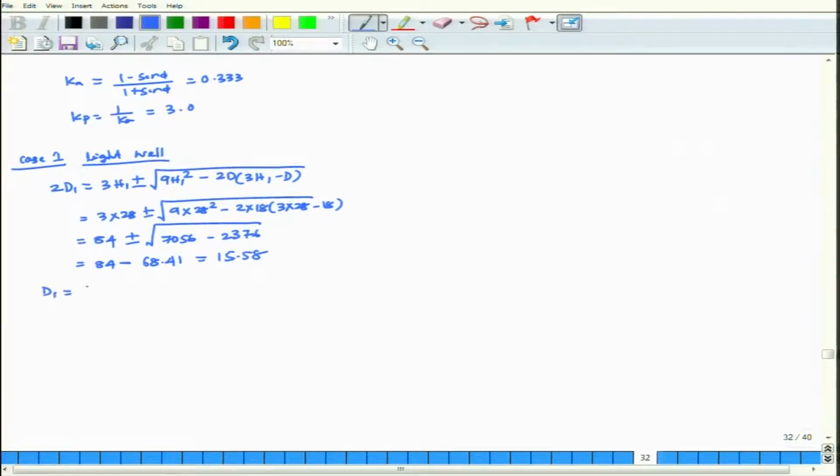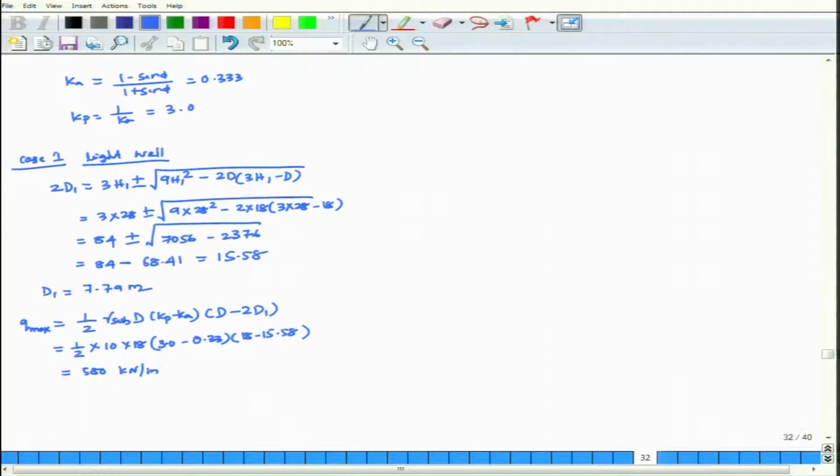So, D1 is equal to 7.79 meter. Then Q maximum, putting the value as derived earlier, Q maximum is equal to half gamma submerged D (Kp minus Ka) into (D minus 2D1), which is equal to half into 10 into 18 into (3.0 minus 0.33) and (18 minus 15.58), which is equal to 580 kilonewton per meter.